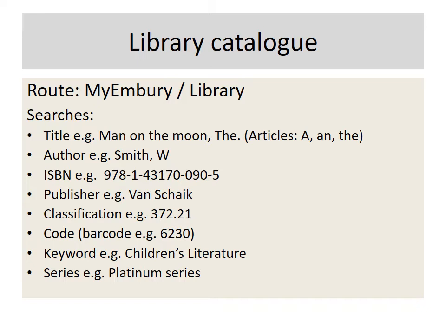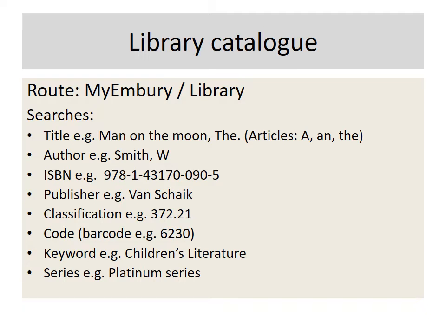You can also do an author search. You search by surname and the author's first initial, for example, Smith, W. You can also do an ISBN search. This stands for International Standard Book Number. This unique number identifies a book when you want to purchase it for its exact edition. So every edition of a book has a different ISBN.